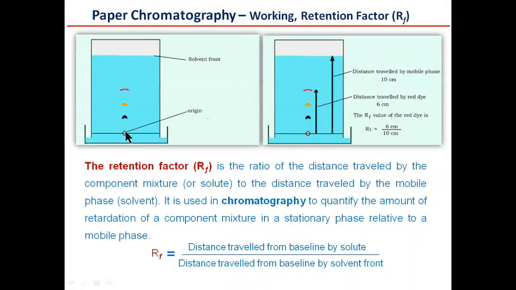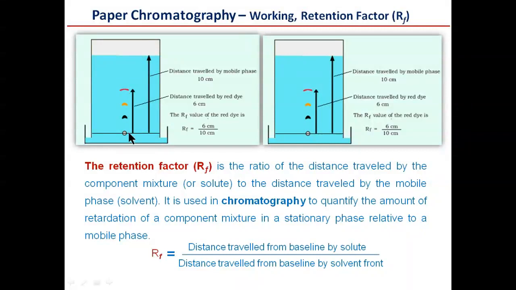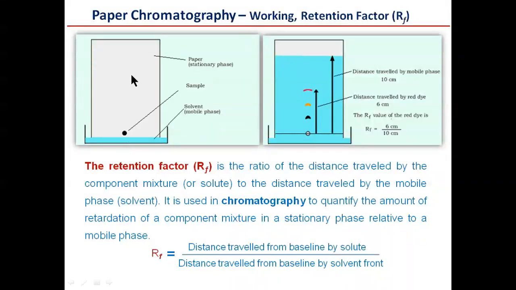After some time, the component mixture gets separated based on the polarity of the components and their intermolecular interaction between the stationary phase and the mobile phase. You can see here that first black gets separated, then yellow, and then the red color. So these three dyes, which were in a single mixture, get separated based on their interaction between the stationary phase and the mobile phase.